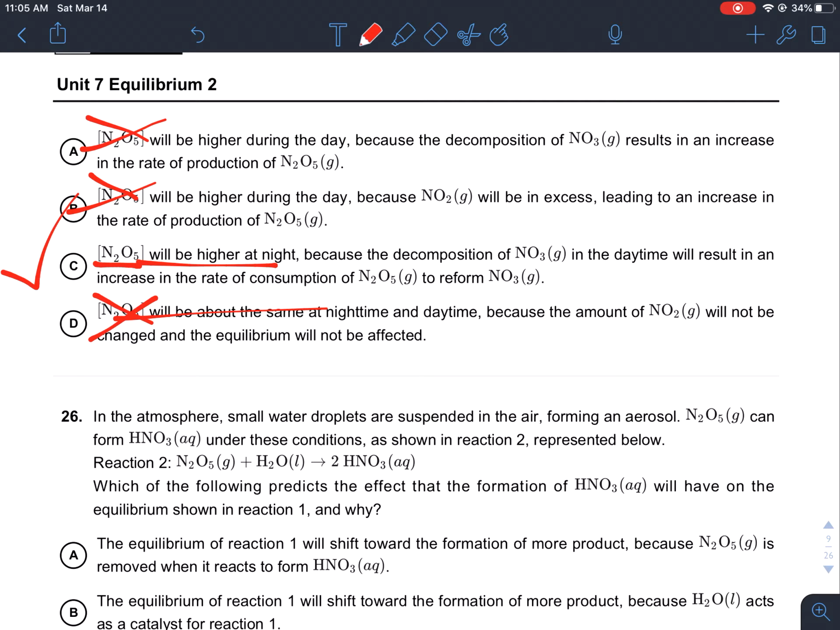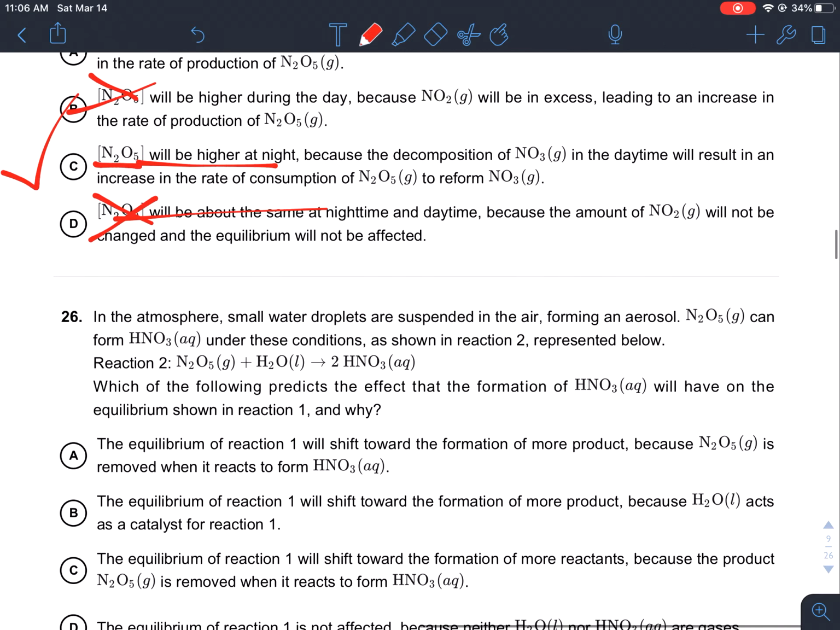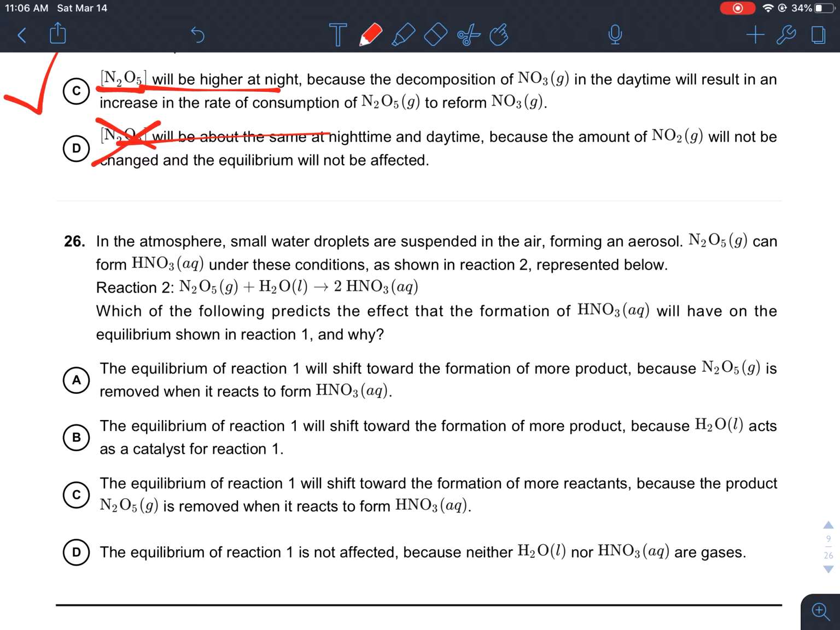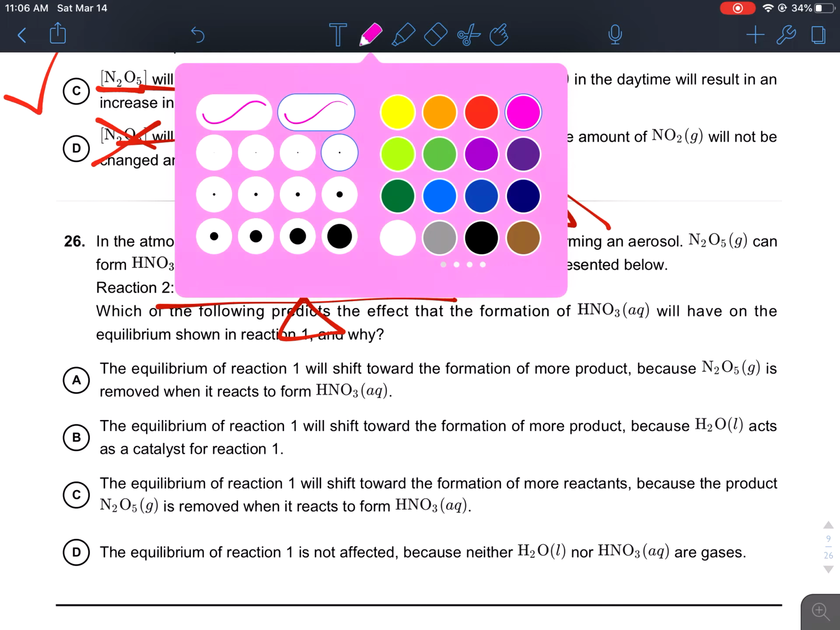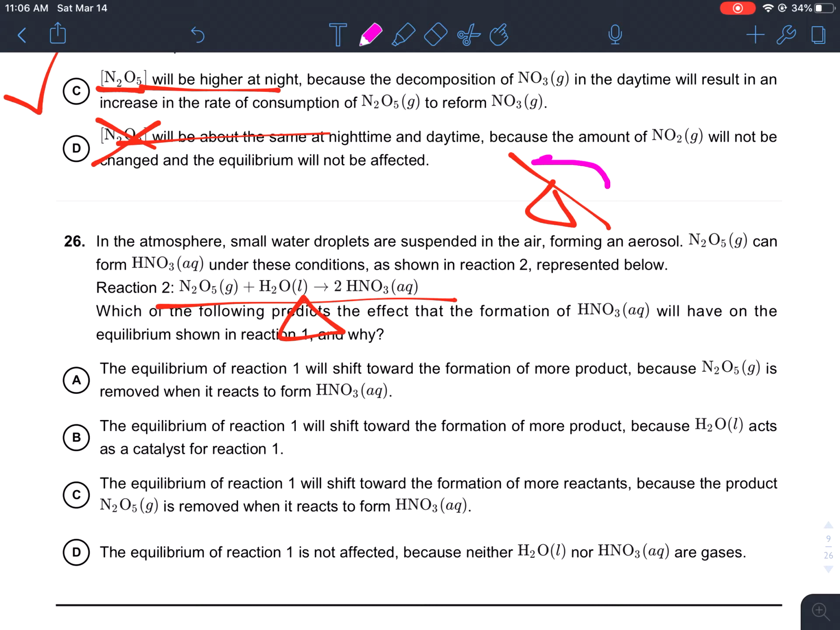In the atmosphere, water droplets are suspended in air, forming an aerosol. N2O5 can form nitric acid under these conditions, as shown in reaction 2 represented below. So, which of the following predicts the effect the formation of HNO3 will have on the equilibrium shown in the reaction? Well, okay, HNO3 is on the right side. If you form it, this will happen. If you form HNO3, then what are you going to do?